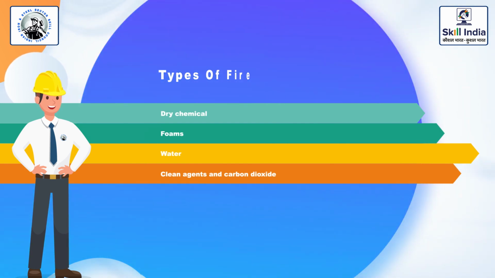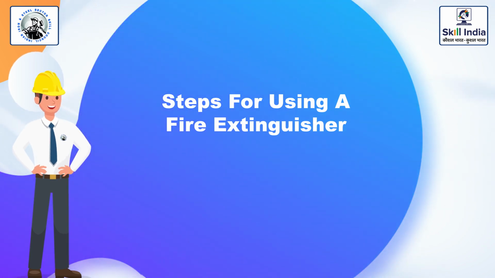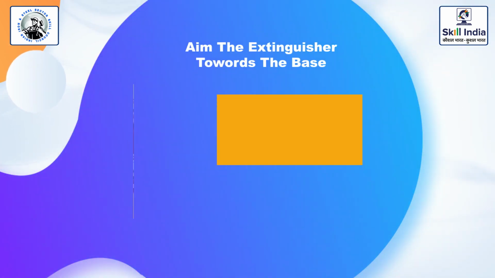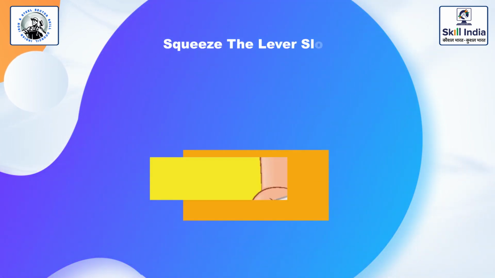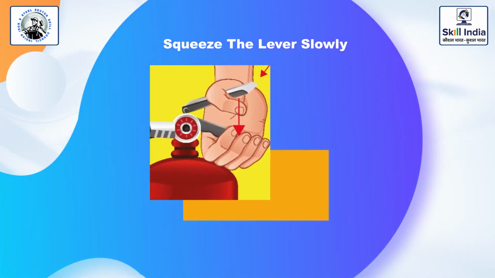After learning about different types of extinguishers, let us learn how to use them. To use them effectively, follow these steps. Pull the pin from the top of the fire extinguisher for releasing the locking mechanism, which discharges the fire extinguisher. Aim the extinguisher towards the base of the fire, not the flame. Squeeze the lever slowly. Deliver the extinguishing agent in the extinguisher.